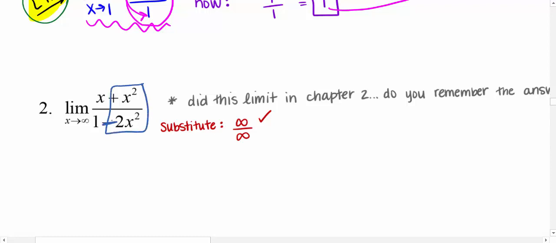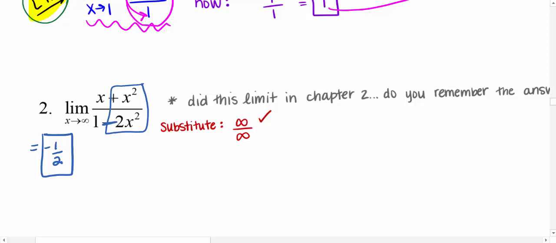Certainly that one being negative does make a difference. And so we would have said from chapter 2 that this is negative 1/2. And if you know that, you are done. If you would like to sort of prove that, here we go.